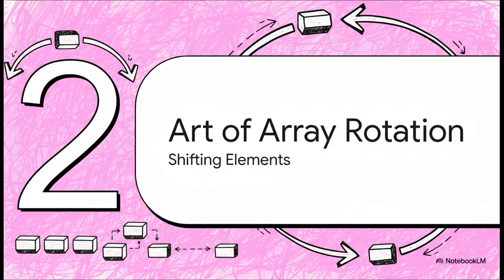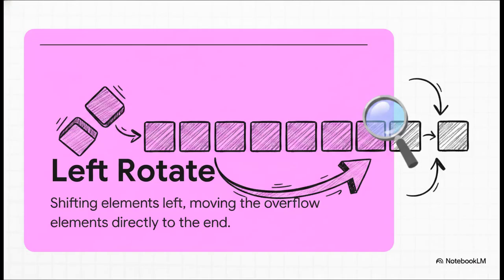Moving right along to Section 2, the art of array rotation. We're talking about shifting elements effectively. Let's see how that three-round strategy actually applies to our first challenge. Imagine a standard array of numbers. Left rotating by d places just means we're shifting all the elements in that array to the left. But what happens to the poor numbers that fall off the front edge? Well, they don't just disappear, they wrap around and are moved directly to the back of the line.